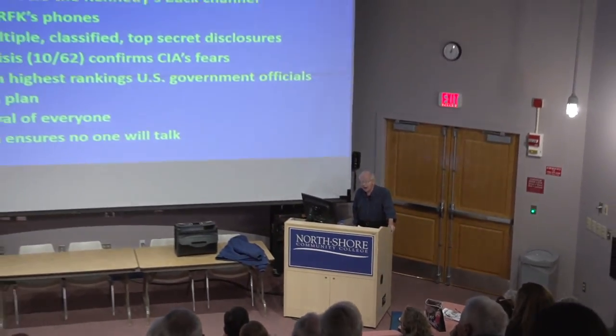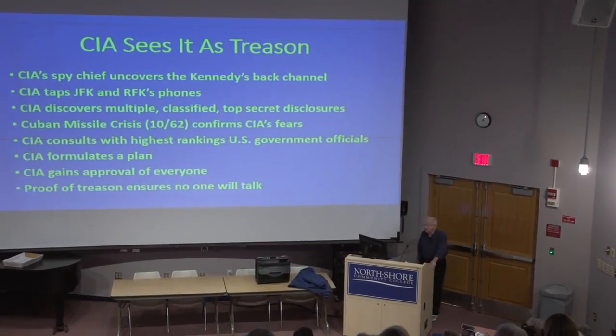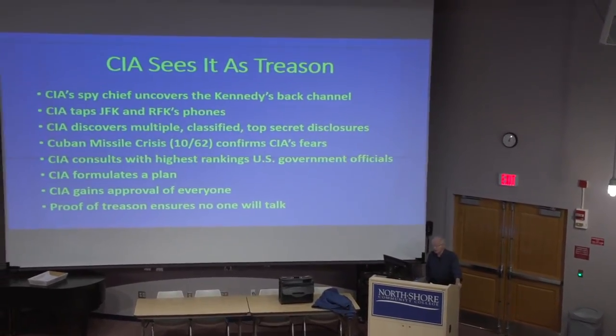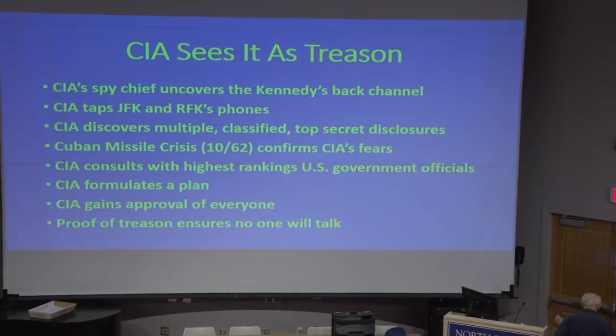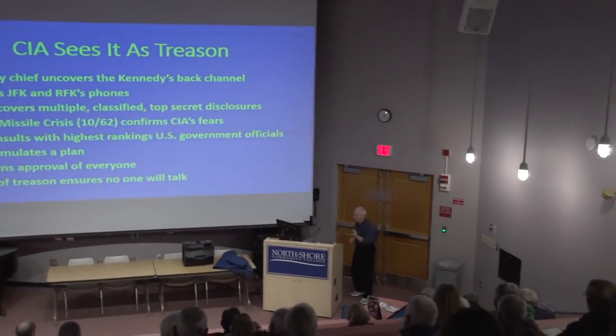The CIA spy chief, James Angleton, discovered the back channel. They put a tap on the Kennedys' phones, both Robert and John, and they discovered that multiple classified top secret disclosures were being made to the Russians by the Kennedys. Specifically, we have in the documents, or I wish we had actually in the documents, the 68 pages of telephone transcripts between the Kennedys and their intermediaries and Khrushchev in Moscow. But we know of at least two disclosures.